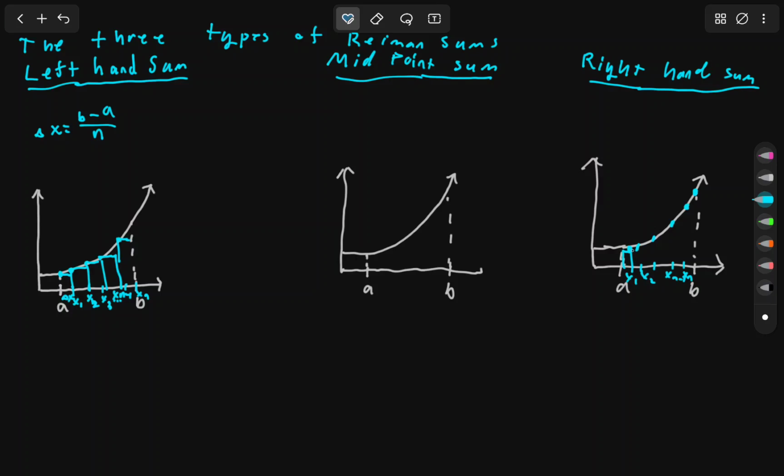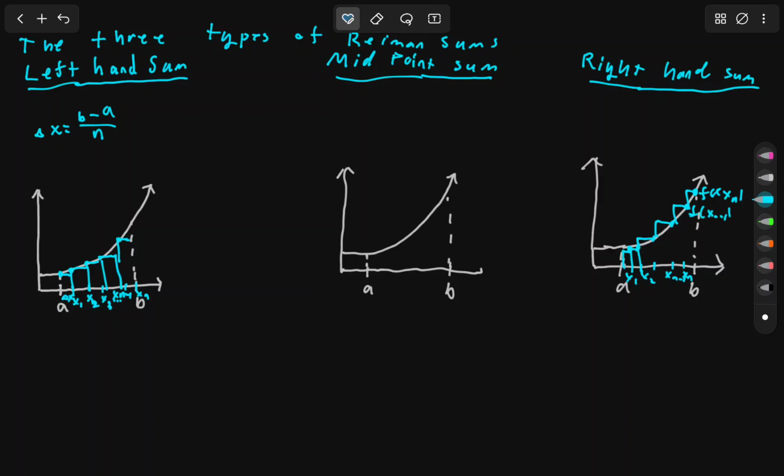Then we'll be multiplying the heights of all of these intervals by the width. So it's really f of the endpoint of the interval, so f(x_n), or f(x_{n-1}), and we're multiplying it by the width.